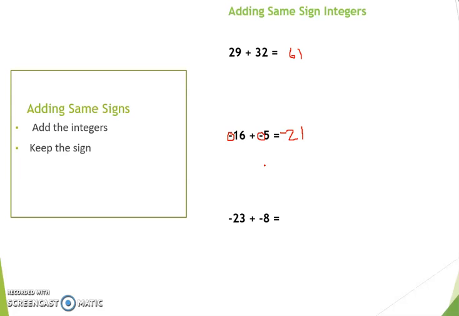The next example we have is negative 23 plus negative 8. Again, we're going to add the integers and then keep the sign. 23 plus 8 gives us 31. And then we're going to keep the negative sign. So the sum of negative 23 plus negative 8 is negative 31.